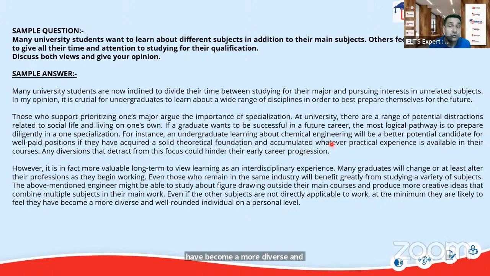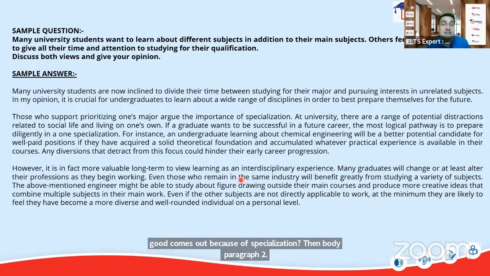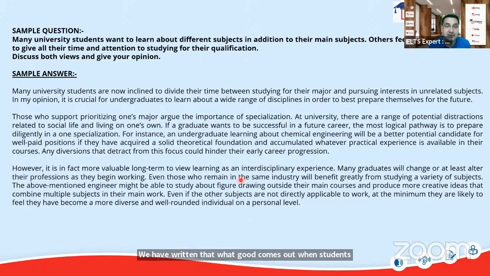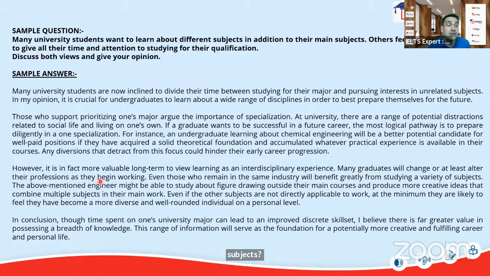So we got two views. In body paragraph 1, we have written from one aspect, why specialization is important and what good comes out of specialization. Then in body paragraph 2, we have written what good comes out when students are studying different subjects along with their main subjects. So now we would write the conclusion part. We start with a linker, in conclusion, so that the examiner knows that we are going to conclude our write-up now. In conclusion, put a comma.